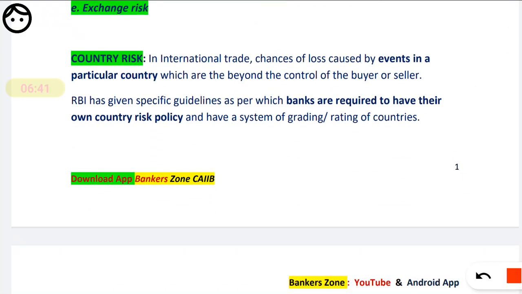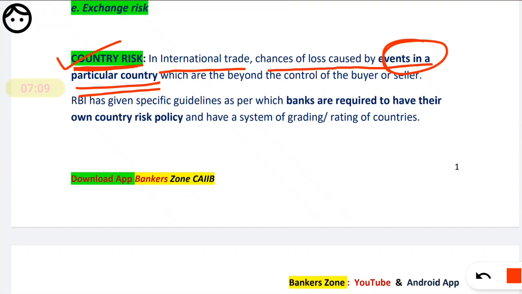What is country risk? We have already discussed country risk in our first chapter, and in the second chapter also, risk and derivatives. So friends, country risk in international trade is the chance of loss caused by events in a particular country. It is the loss that an exporter may incur due to events in a particular country, which are beyond the control of the buyer or the seller.